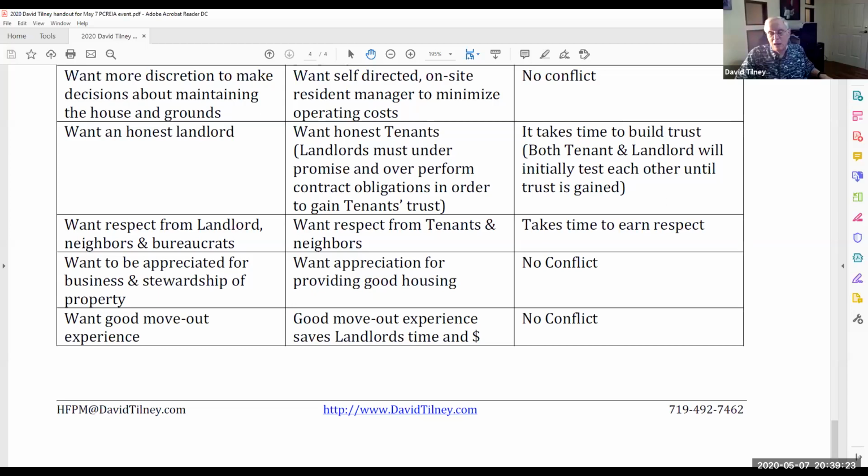You know, there's only two ways to increase your bottom line: either increase your income or decrease your expenses. I found in my career that it's so much easier to decrease my expenses than it is to increase my income. And my tenants are one of the best ways I can decrease my expenses because they do a super job. So I do give them more discretion to make decisions.